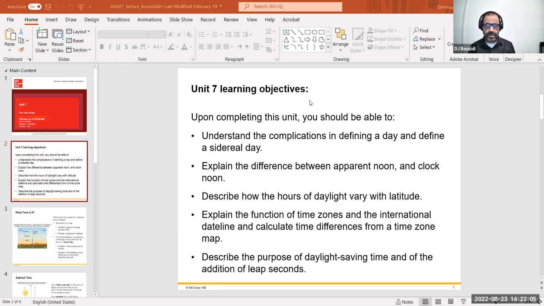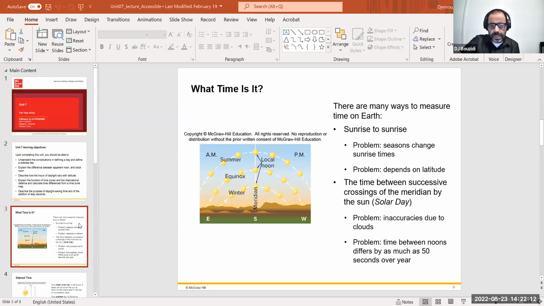And that's going to present a major problem. So you need to adjust for that. So that's basically the whole point of this. Okay. So again, the definition of a day needs to be refined further.